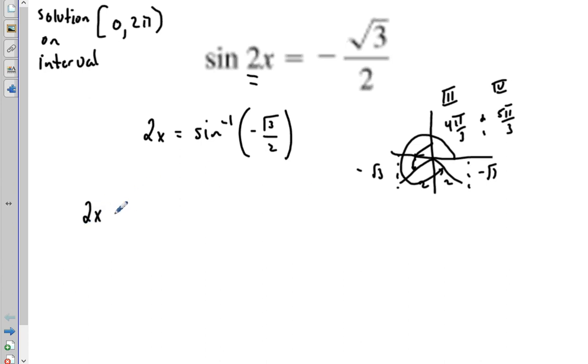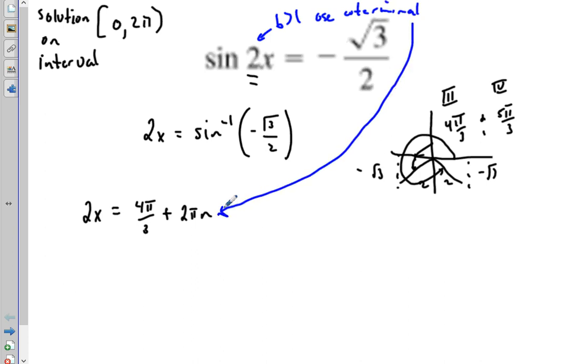So we have 2x, and that's going to equal 4 pi over 3. Now, since we have a b-value, we know we're going to have additional values, so we're going to add 2 pi n, our coterminals. Because we have multiple angles, a b-value greater than 1, we're going to use coterminal angles. I'm just going to put a little arrow right there so you can see.